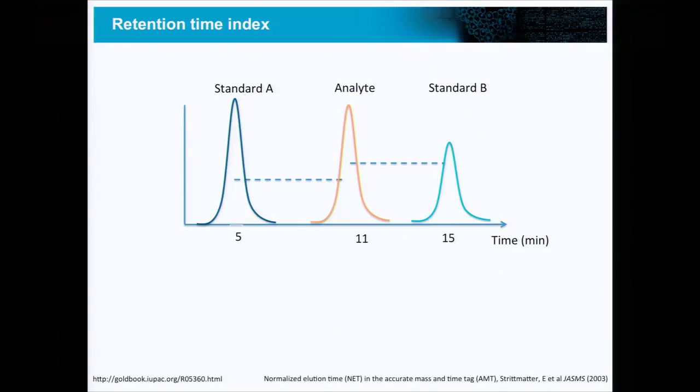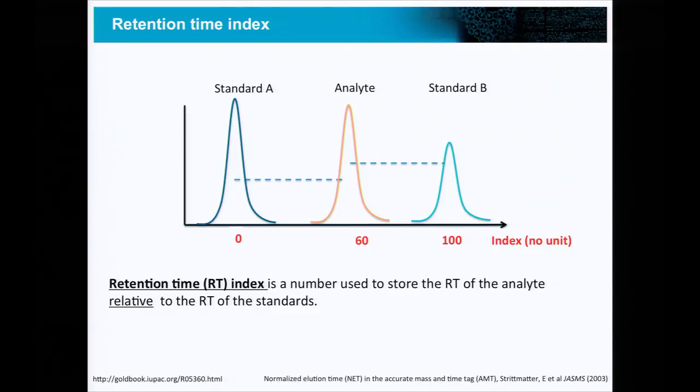We know that this eluted at 5 minutes and this eluted at 15 minutes. And what is now very well established is that the distance between these standards is going to be conserved across different chromatography setups. So although this is in 5, 11, and 15, so these are in minutes, there is a way to say what is the distance between these two standards, and that is done by an index.